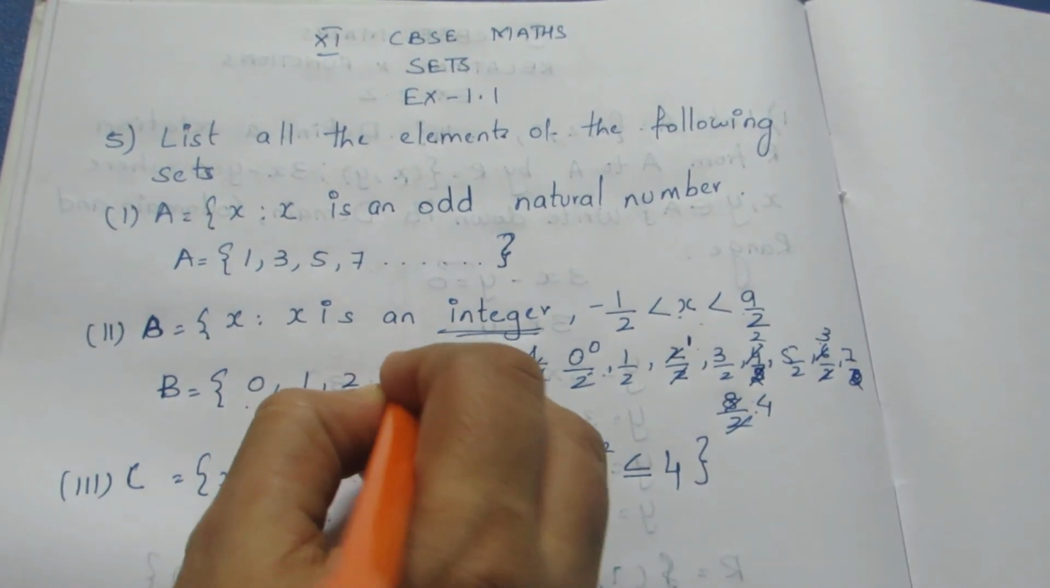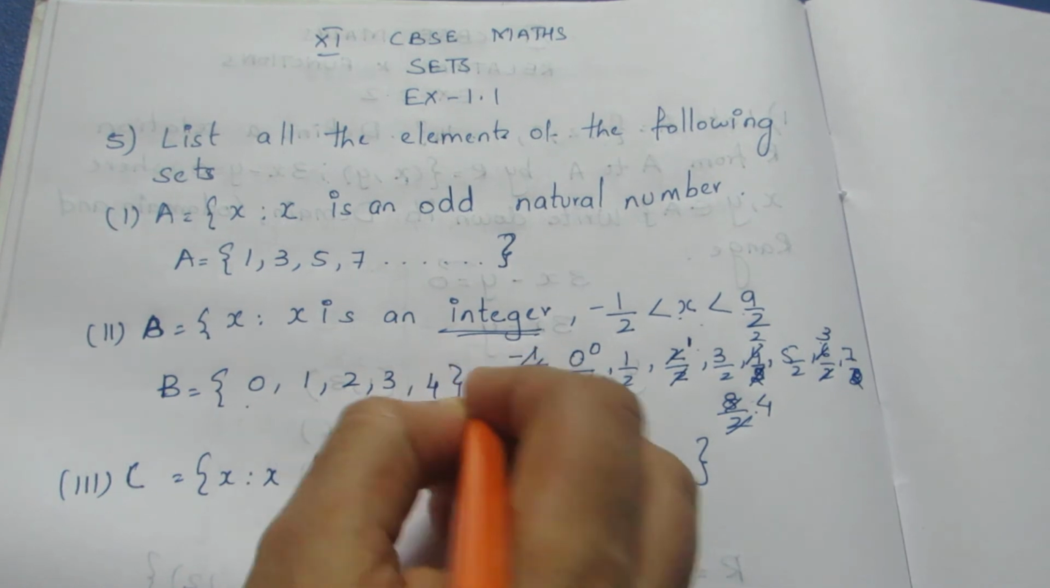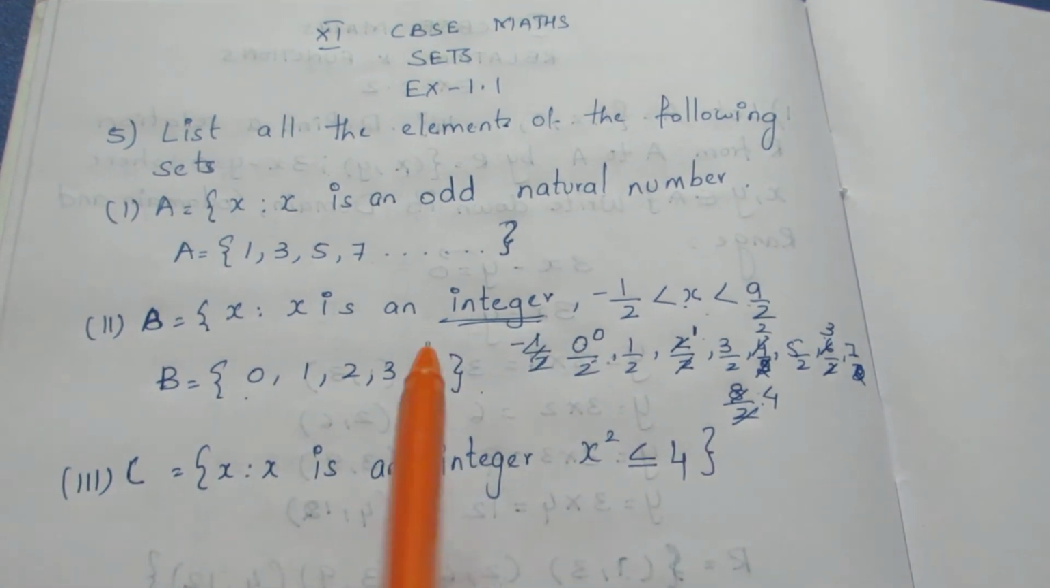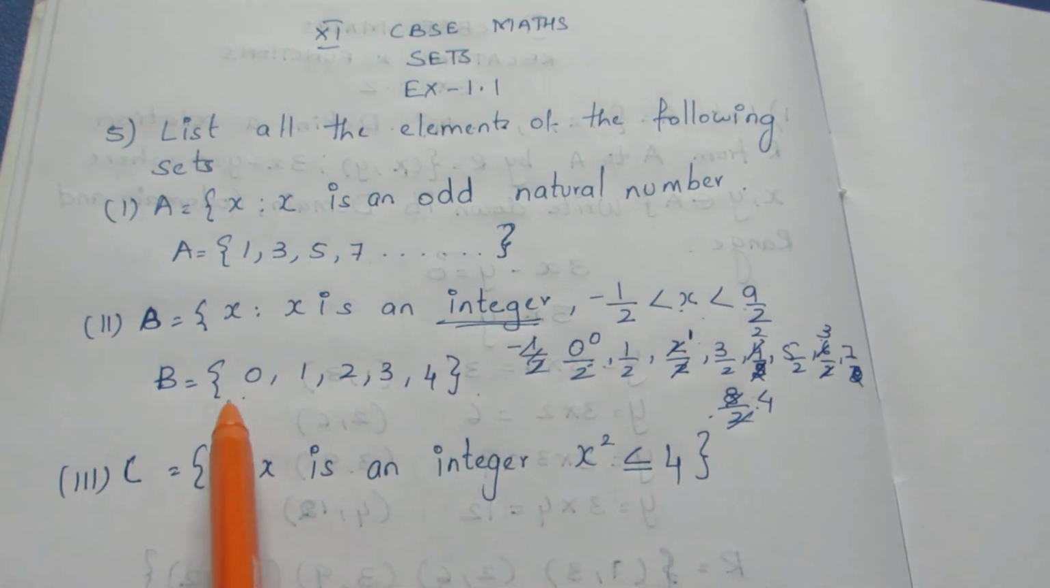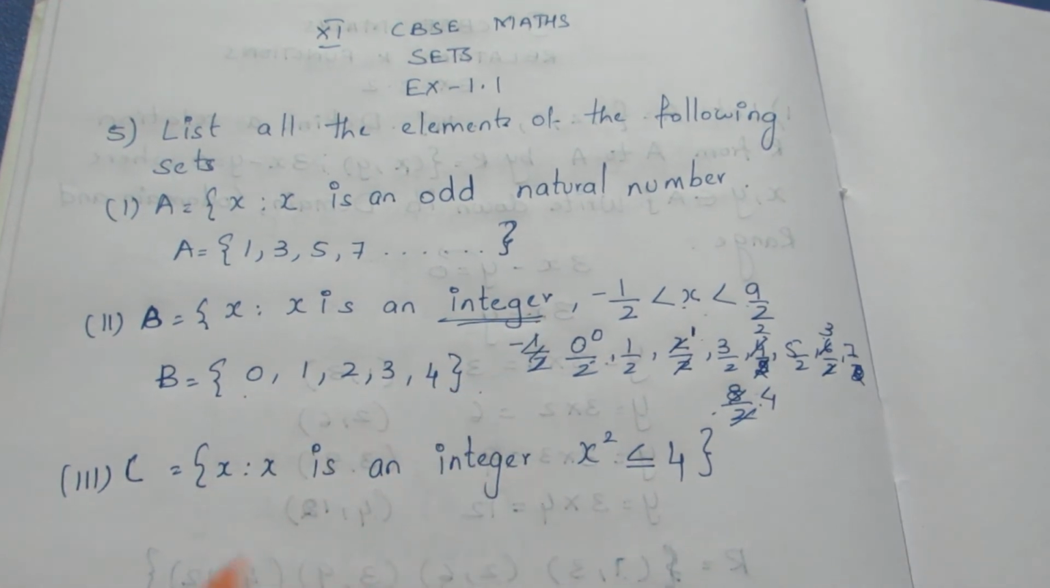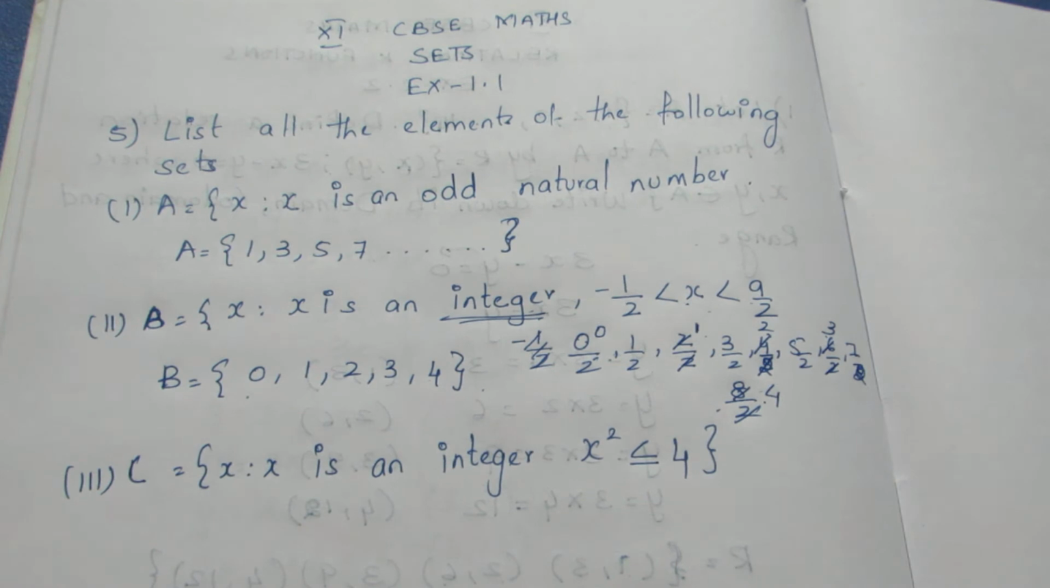So be careful with the question. They have asked only for the integers. If they have asked for rational numbers, you can write all the numbers. But here they have asked for integers. Your integers will be 0, 1, 2, 3, 4. Now we'll move on to the third one.